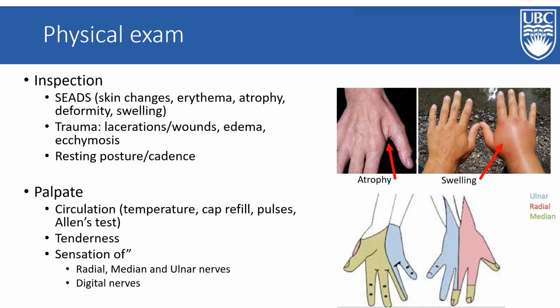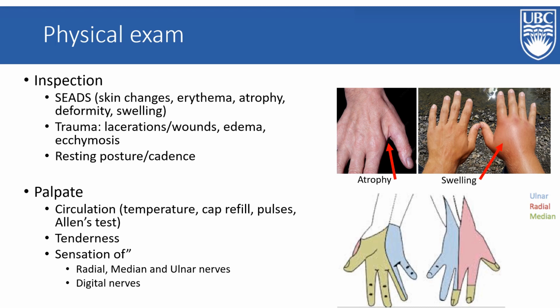For a general physical exam of the wrist, start with inspection. SEES is a helpful acronym. For the hand and wrist, look for skin changes such as discoloration, masses, lacerations, and wounds. Also assess for edema, erythema, atrophy, asymmetries, and deformities.